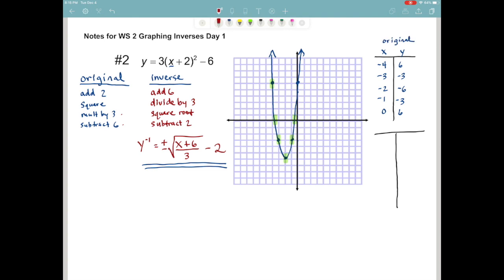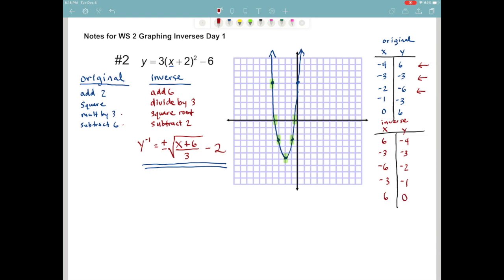That means that our inverse, if we are doing this correctly and understanding, we should be able to come up with its points by simply flipping the ordered pairs from our original. So instead of negative 4, 6, this would be 6, negative 4. Now negative 3, negative 3 is easy because it already reflects itself. Instead of negative 2, negative 6, this one should have negative 6, negative 2. Negative 3, negative 1, and then 6, 0.